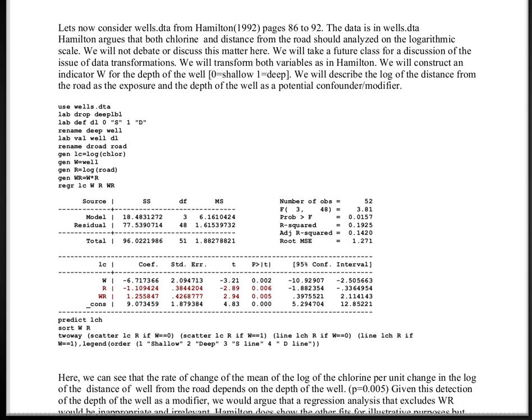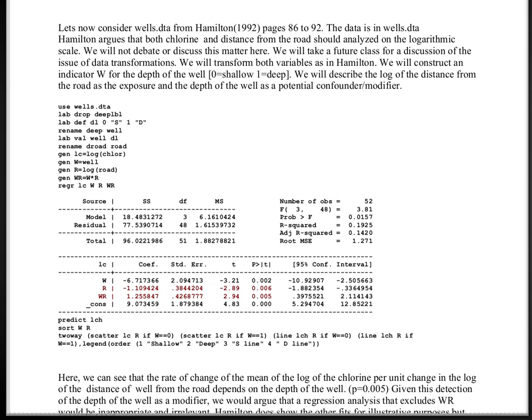So this is an issue of data transformation, which I've mentioned only briefly so far. Further, we'll have a characteristic which we'll view as a potential confounder modifier, and that is the depth of the well. Maybe we might expect that the deeper wells would be somehow more protected from this dose response than the shallow wells would be. Or maybe we're just not sure.